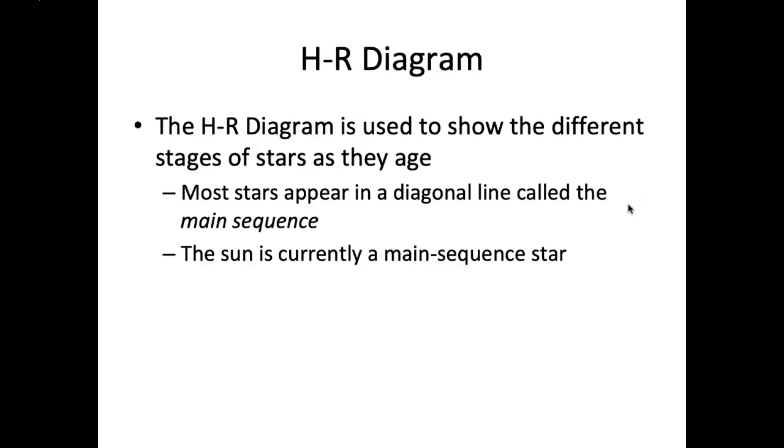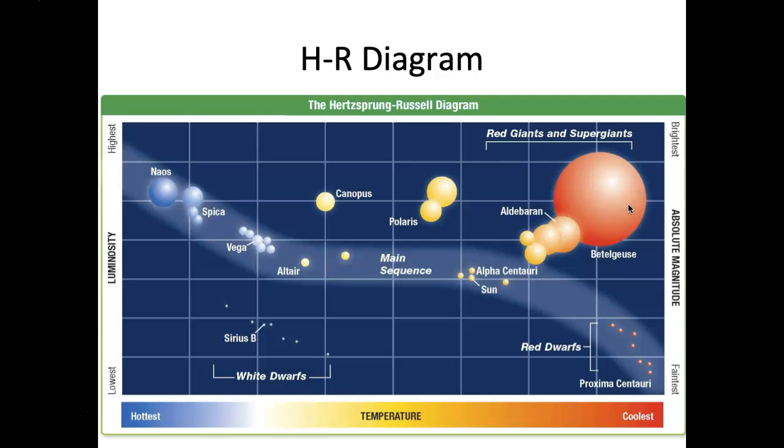In order to show where a star is at on its life cycle, we use what is known as the HR diagram. This shows the different stages a star will go through throughout its life, and if it's found at the diagonal line, this is known as a main sequence star. And currently, our sun is following this pattern of a main sequence star as well.